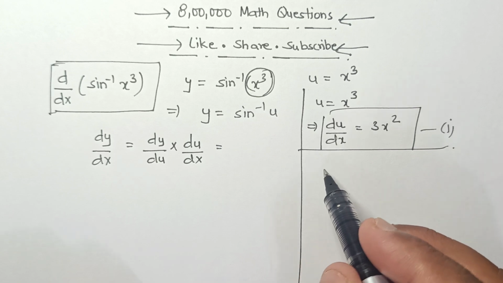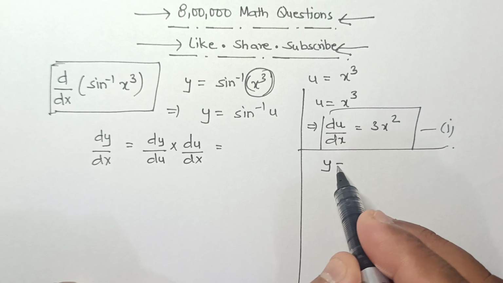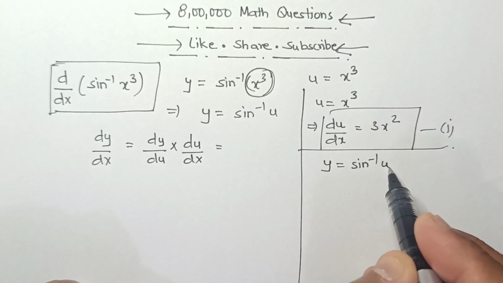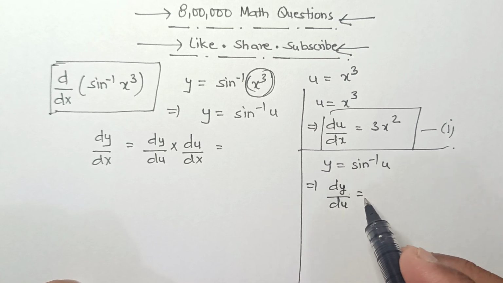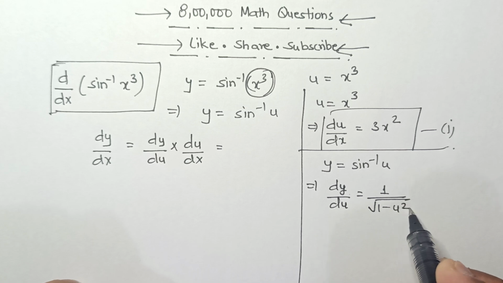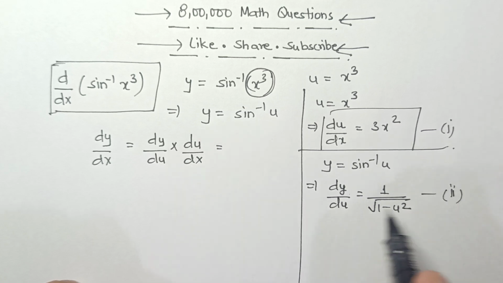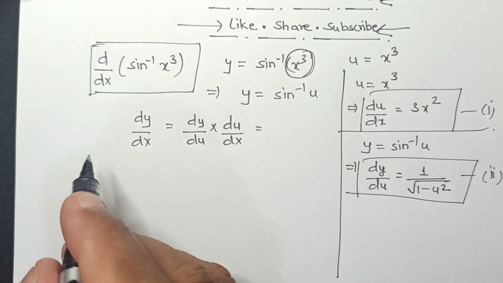Now after this, we notice that if the value of y is equal to sine inverse of u, let us calculate the value of dy by du. The value of dy by du would be equal to 1 divided by square root of 1 minus u square. Now let us say this is equation number 2. Now let us substitute both these values in this particular function over here.